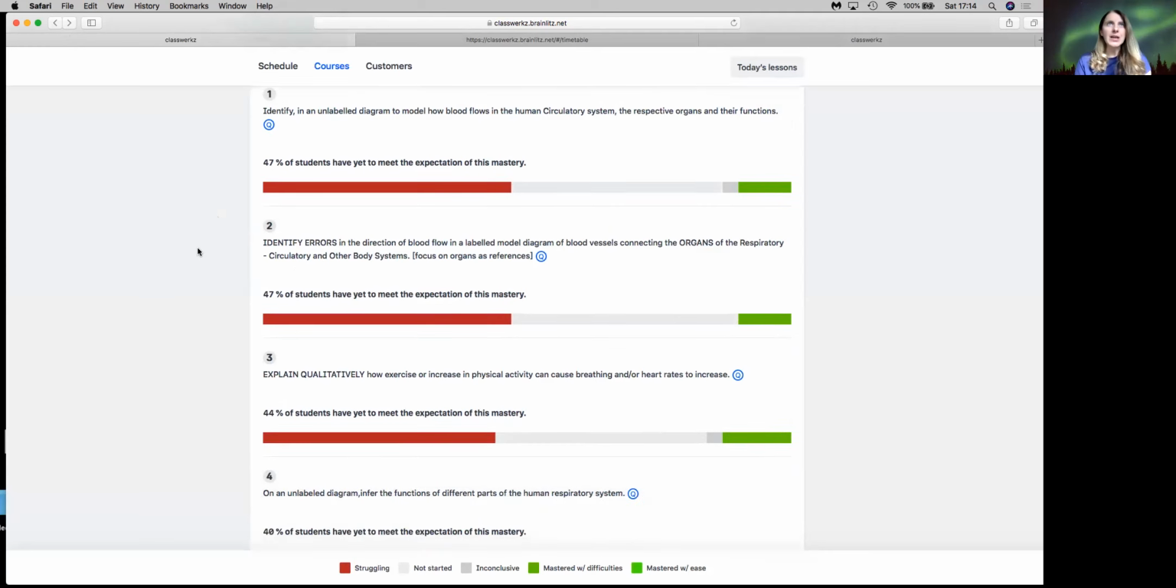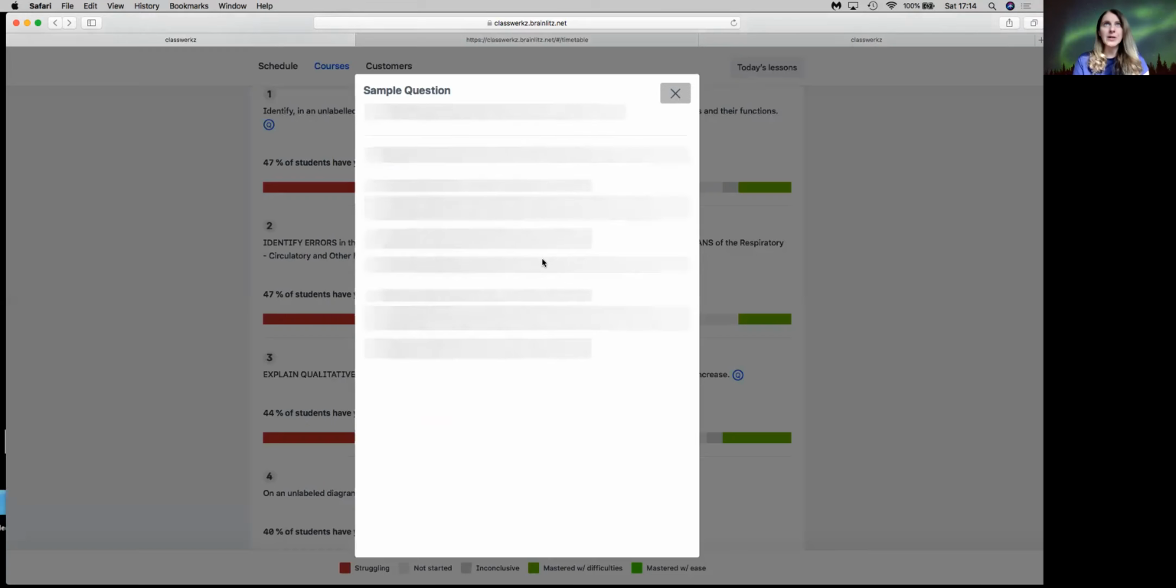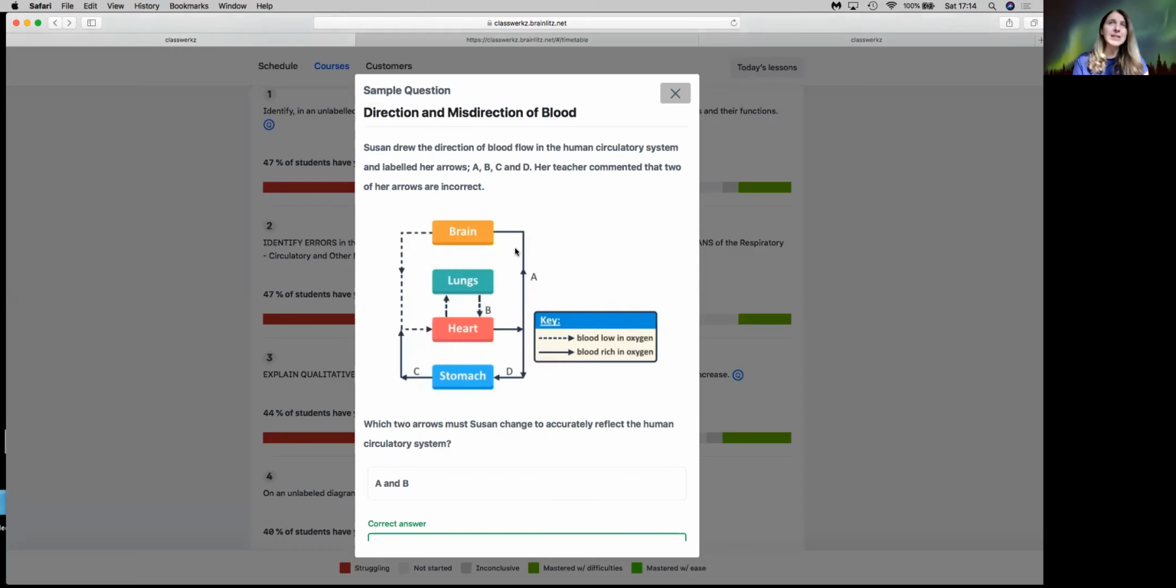So the second one is: identify errors in the direction of blood flow in a labeled model diagram of blood vessels connecting the organs of the respiratory and circulatory and other body systems. Focus on organs as references. So we can have a quick look at the question here. Again, it's a flow diagram.